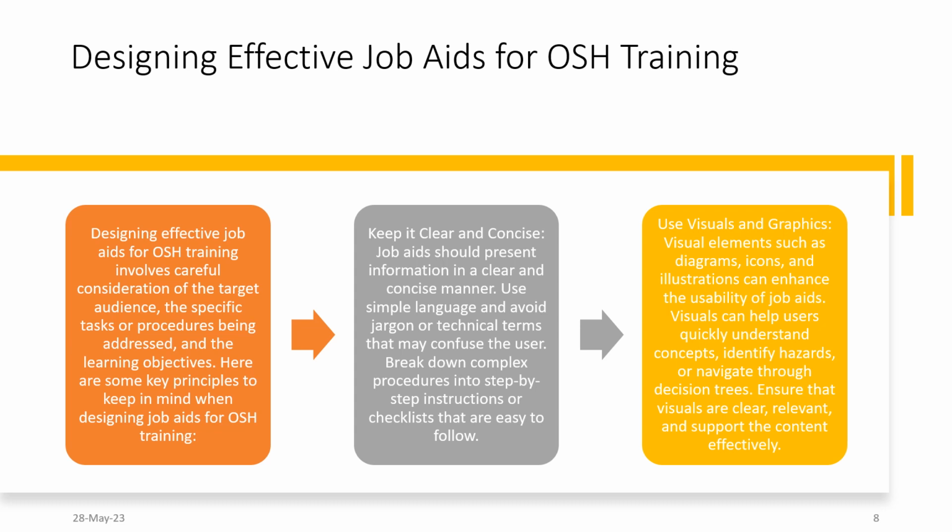Why keep it clear and concise? Because job aids should present information in a clear and concise manner. So you need to avoid all kinds of jargon, and you need to simplify the main important things that you need to deliver to your trainees. Use a lot of visuals and graphics. Visual elements such as diagrams, icons, and illustrations will help make your job aids more effective.